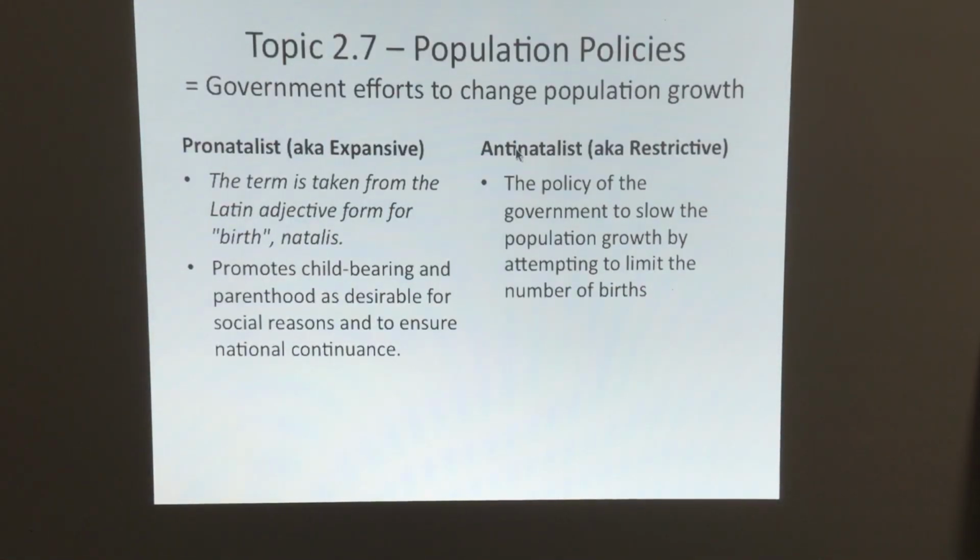Now, population policies are government efforts to change population growth. And so a country with an aging population will probably have pro-natalist policies, which is also known as expansive. They want to grow their population. Anti-natalists are also called restrictive. So they want to limit the number of births in that particular place. Depending on the situation of the country, they may have one or the other. And a lot of countries don't have anything. In the United States, we have no population policies.